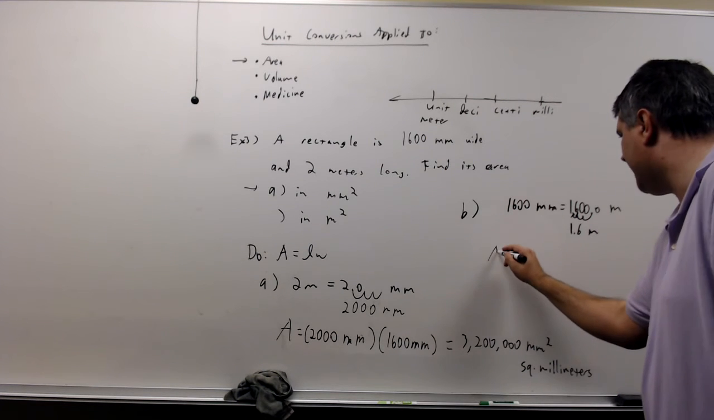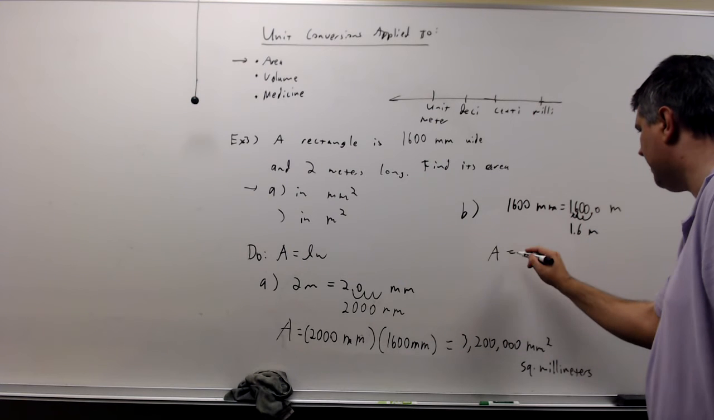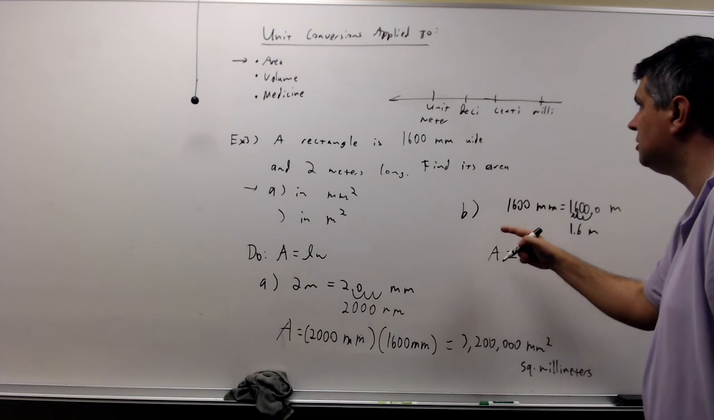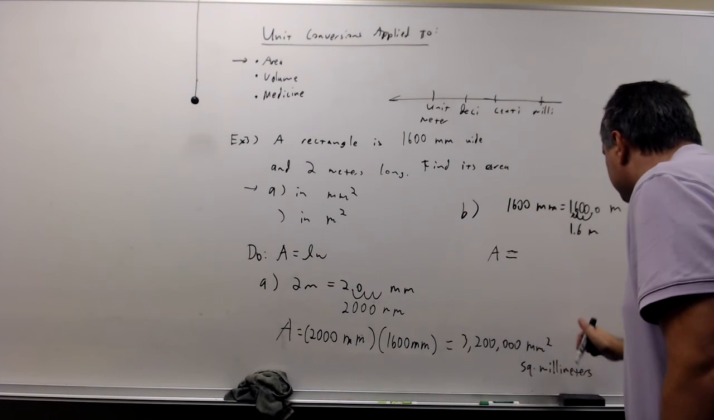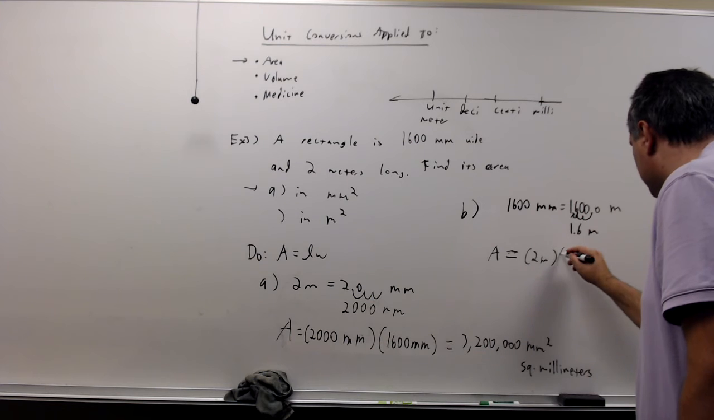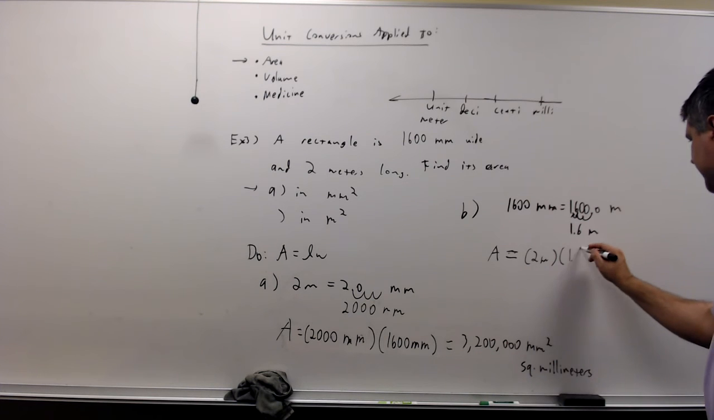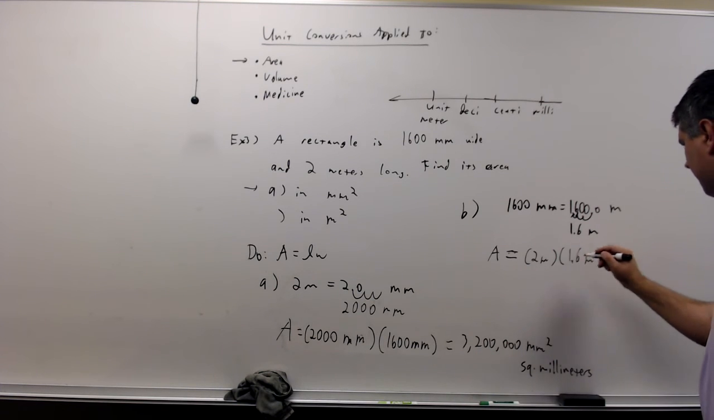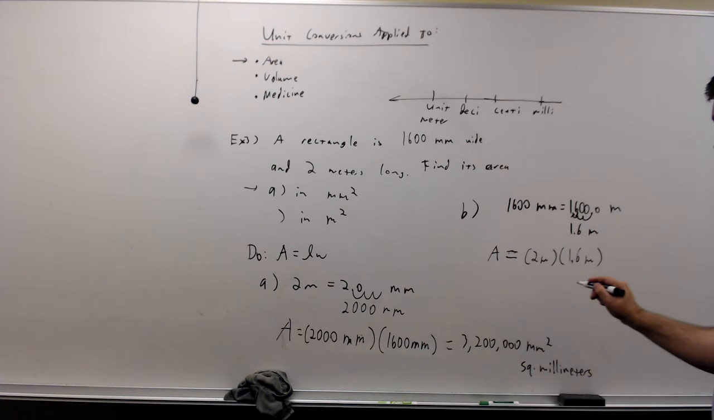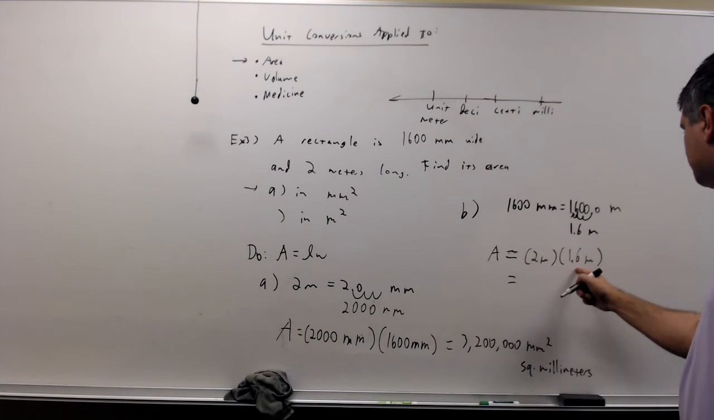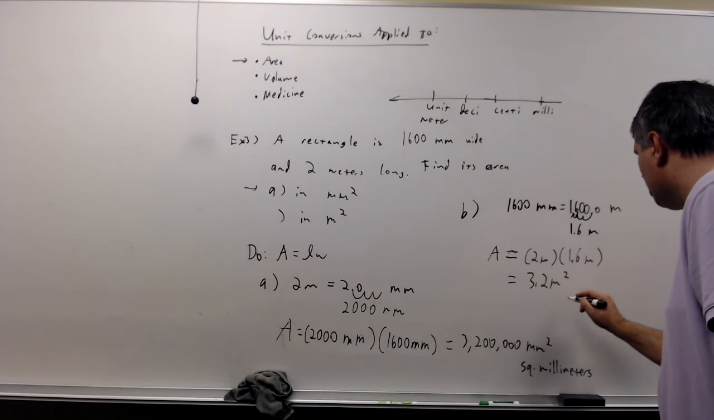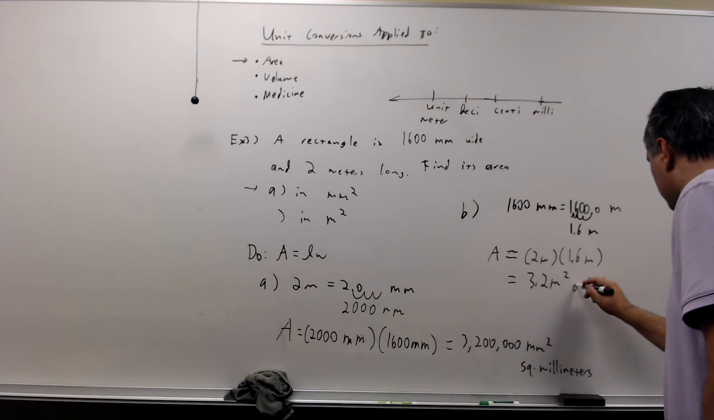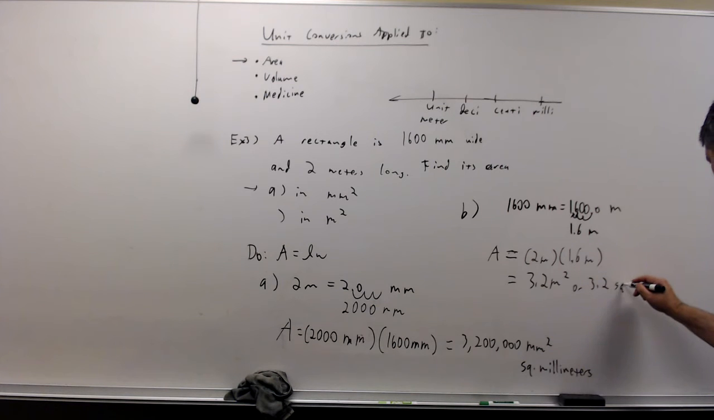Okay, so area equals length times width. So the length is 2 meters and the width is 1.6 meters, which gives me 2 times 1.6 is 3.2. Meters times meters is meters squared. So that's 3.2 square meters.